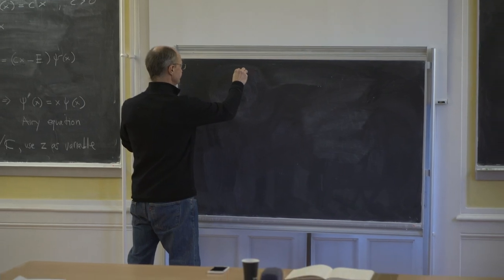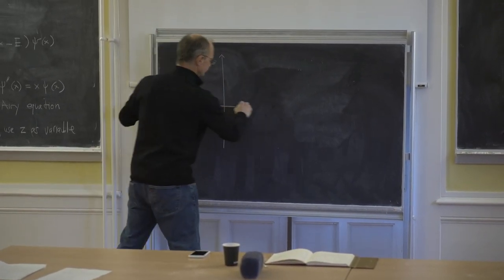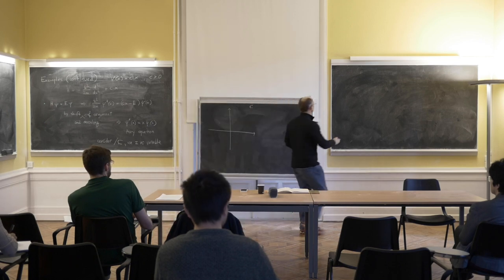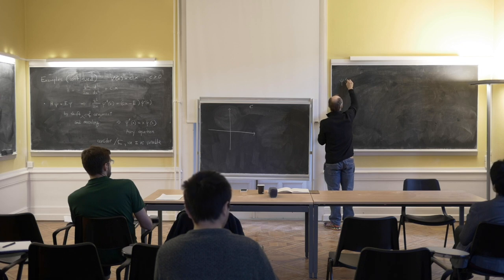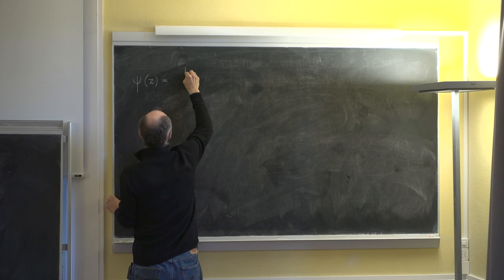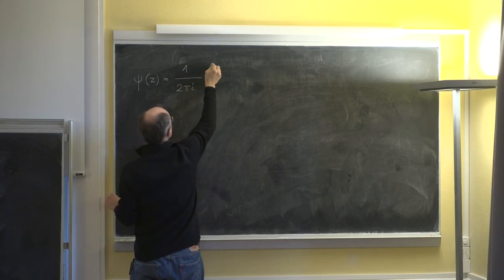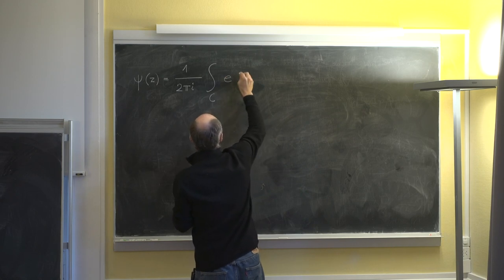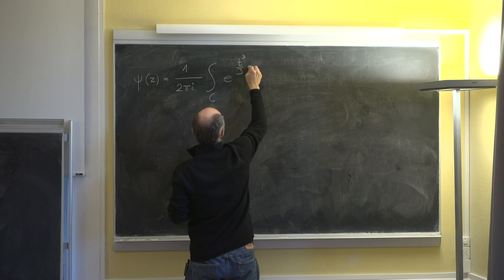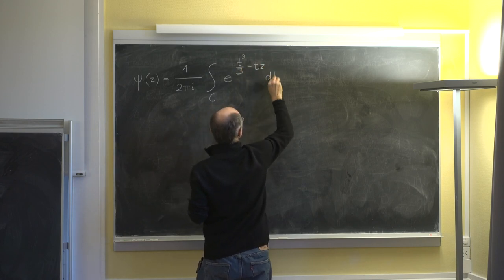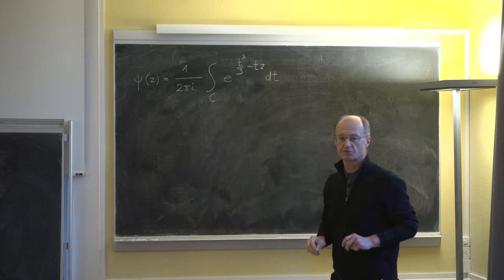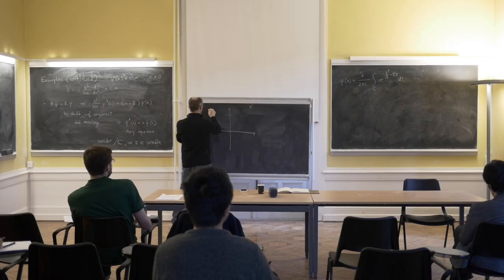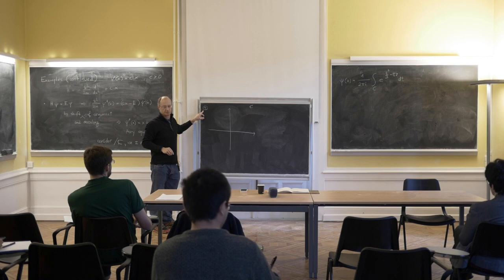Okay, so let me draw the complex plane, and let me consider the following integral as a function of z, integral over some curve to be specified, and here we'll look at the following interestingly looking function. Exponential of t cubed over 3 minus t times z, integral over dt. So actually, this will be the complex plane of the variable t.